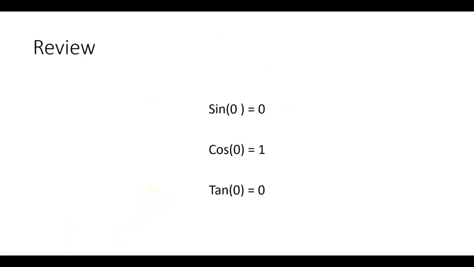So let's go ahead and review some basic trig facts here really quick. Sine of 0 is 0, cosine of 0 is 1, and tangent of 0 is also 0. We're going to see a lot of those today, so it's nice to have those locked in your mind up front. So let's go ahead and begin with our first example here.